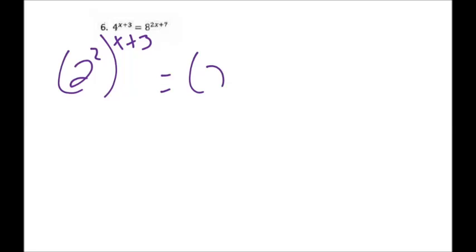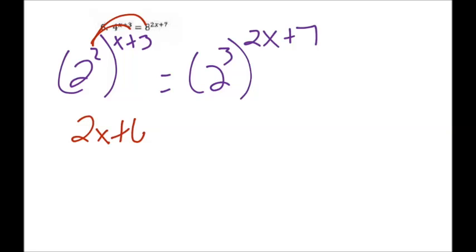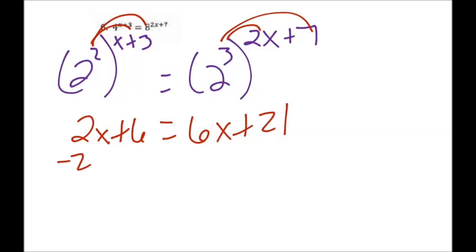Bases are not the same. If you try to use 4 as your base, 4 squared is 16, it passes 8 by. So you're going to use a smaller base. 2 squared is the same thing as 4 to the x plus 3. 2 to the 3rd is the same thing as 8 to the 2x plus 7. Distribute your base, not your base, but your exponent. So 2x plus 6 is equal, distribute that, 6x plus 21.